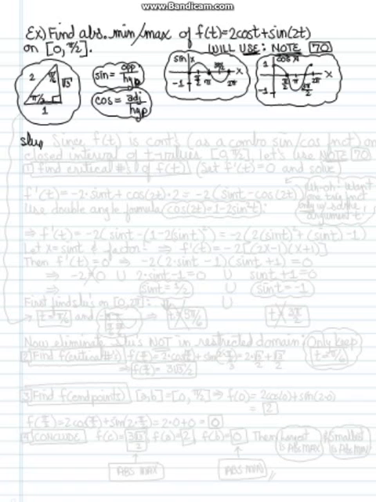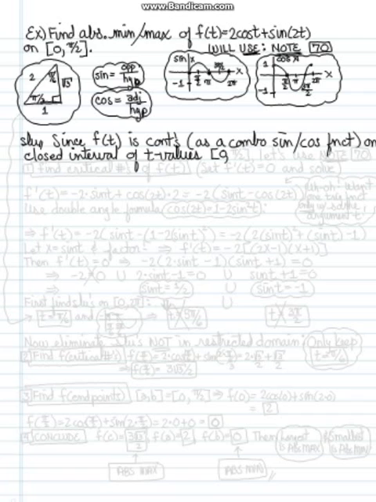So the first thing we want to do is make sure that note 70 applies here. Well, notice that since f of t is continuous as a combination of the sine cosine function on the closed interval of t values from 0 to pi over 2, including the endpoints because it's closed, we are now allowed, according to the supposition, to use note number 70.